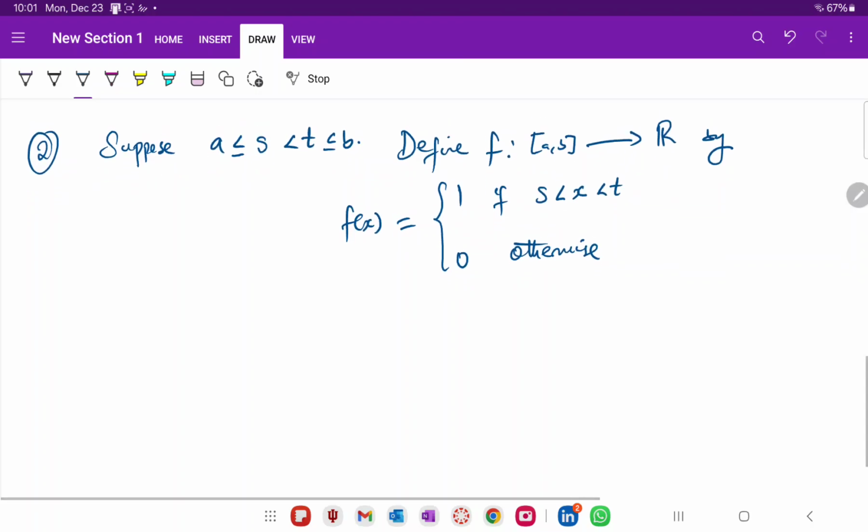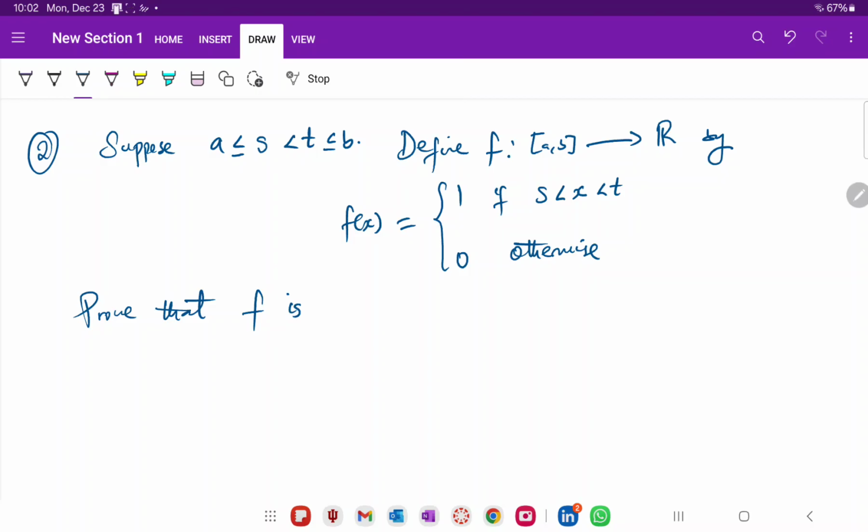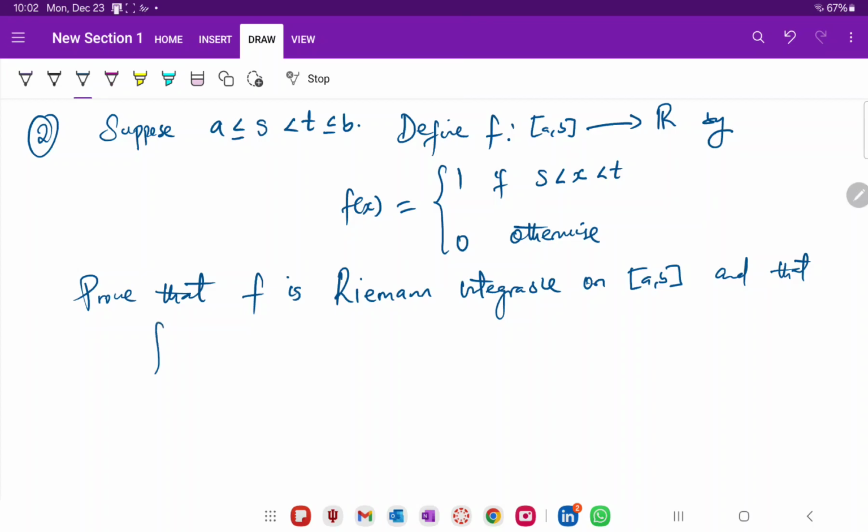So here is the question. Prove that f is Riemann integrable on [a, b], and that the integral from a to b of f equals t minus x.